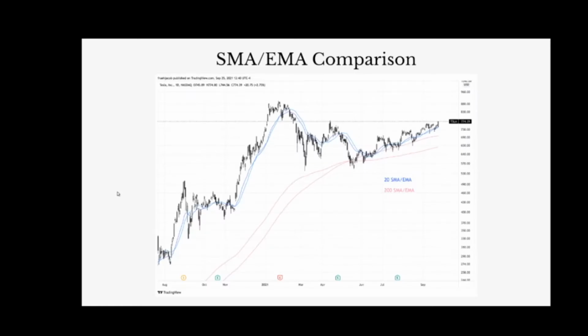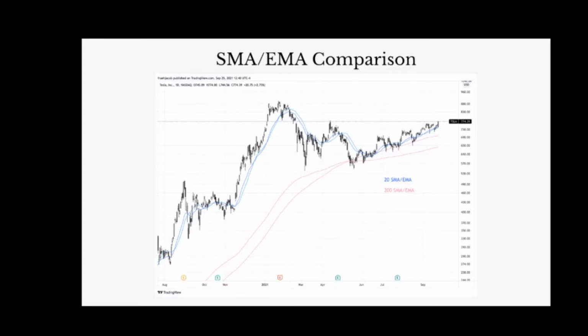So here's a quick comparison of the two. Here's a little chart I have of Tesla, and I've got 4 lines on this graph. So in the blue, you'll see SMA, the 20 period, and in the pink, you'll see the 200 period. For both of these, we've got a 20 period SMA and a 20 period EMA, and then a 200 period SMA and a 200 period EMA. You can see a little bit of the differences here.